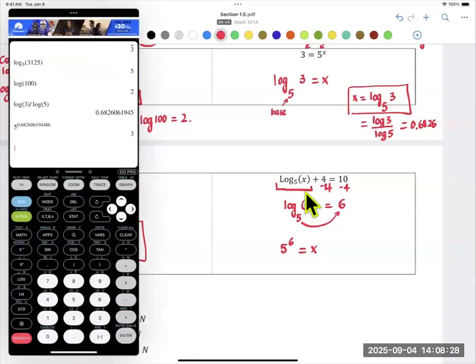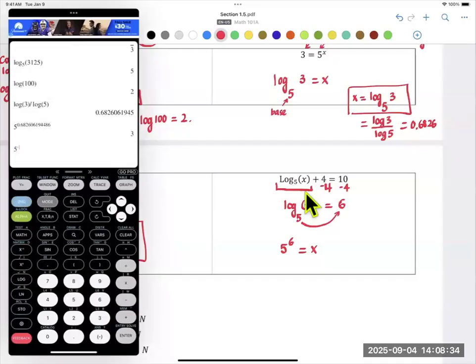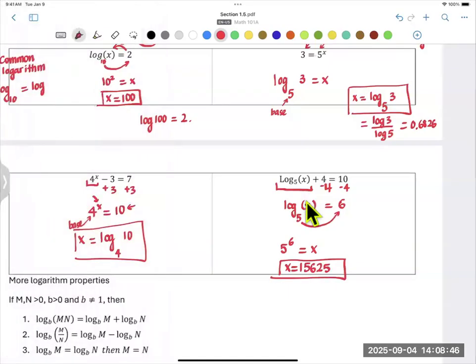And 5 to the power 6 is 15625. So our x value is 15625.